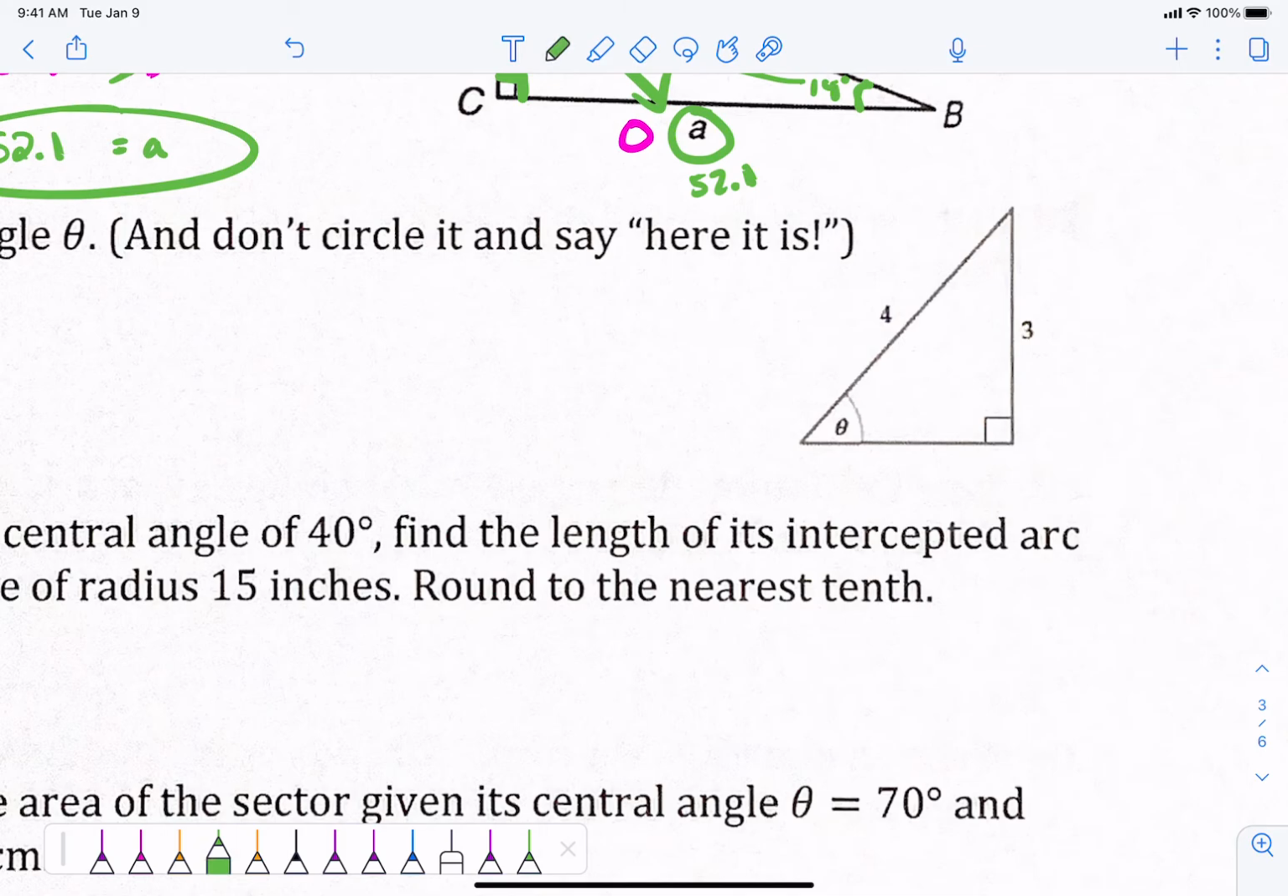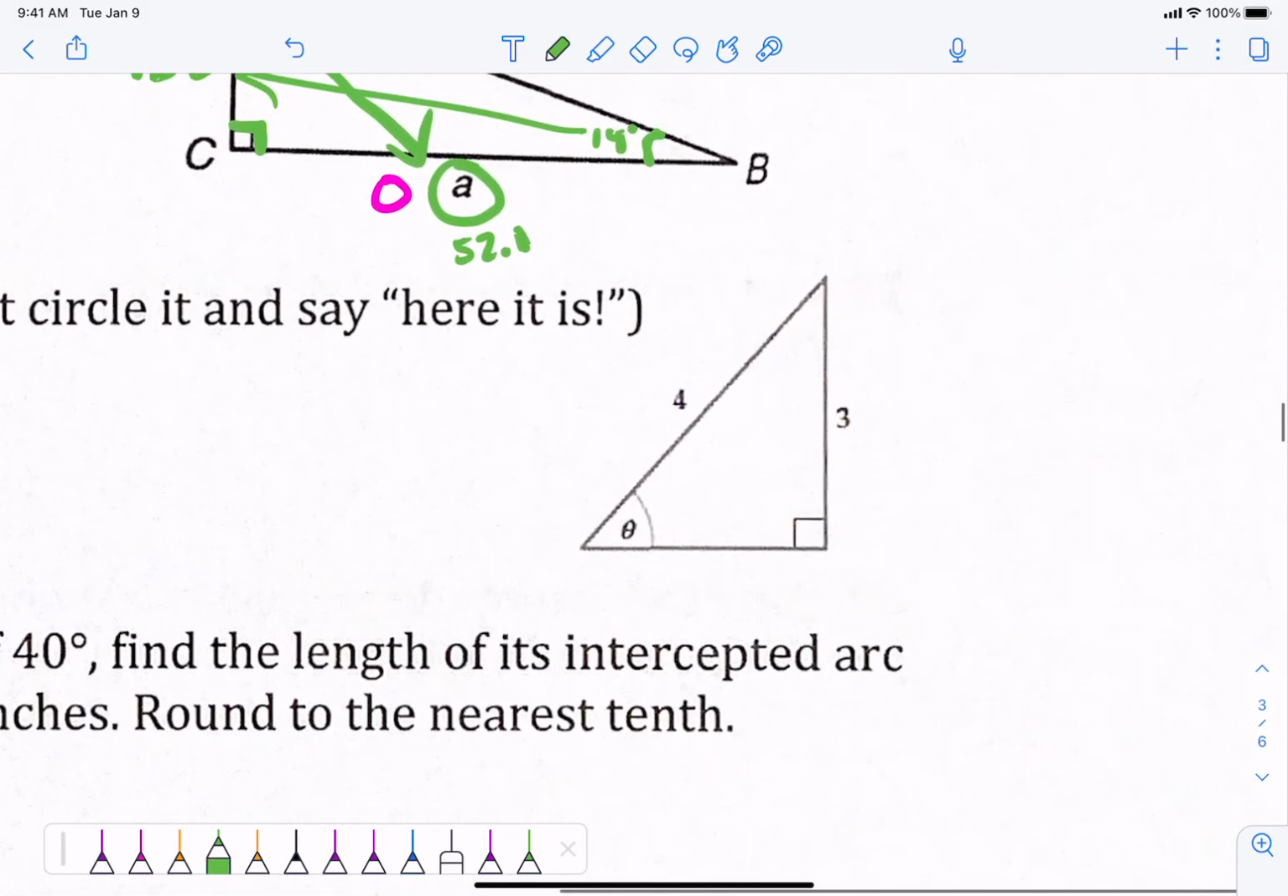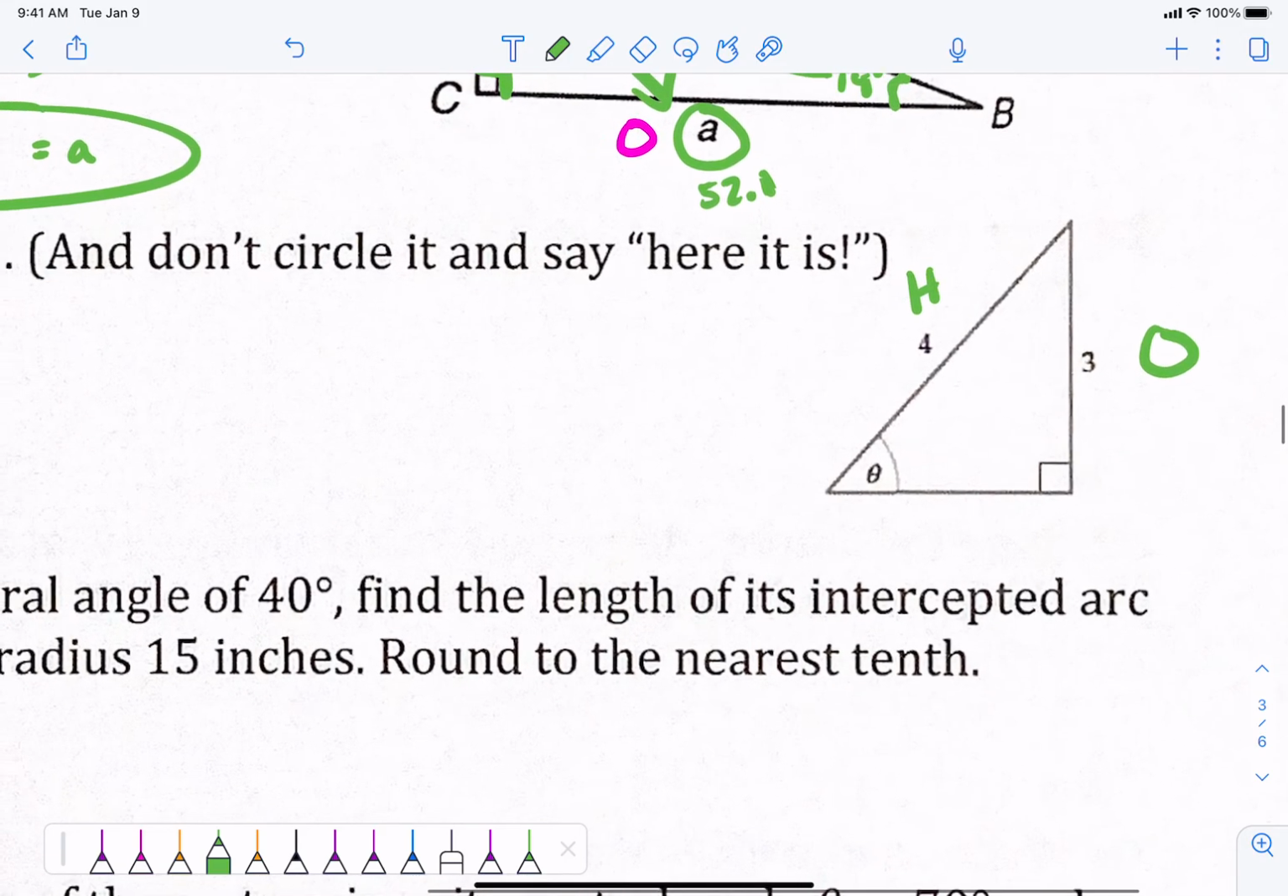What is 3 in relationship to that angle theta that we're looking at? Opposite. What's 4? Hypotenuse. So which trig function are we using? Sine, and we do sine of what? Theta. Angle theta, or you can call it x, I don't care what you call it, equals opposite over hypotenuse. So it goes 3 over 4.